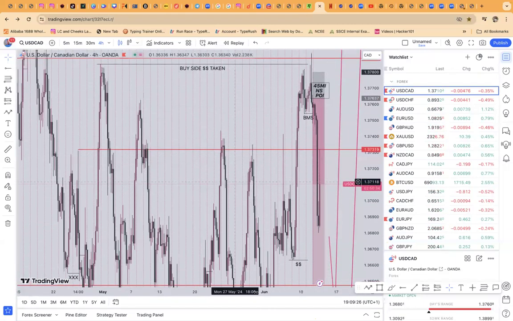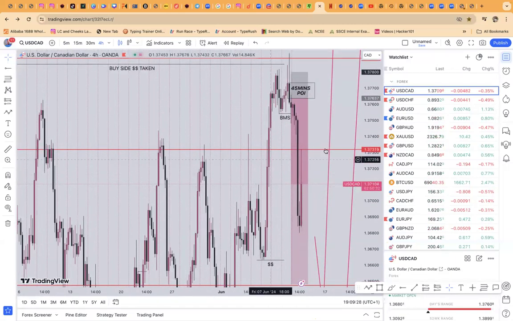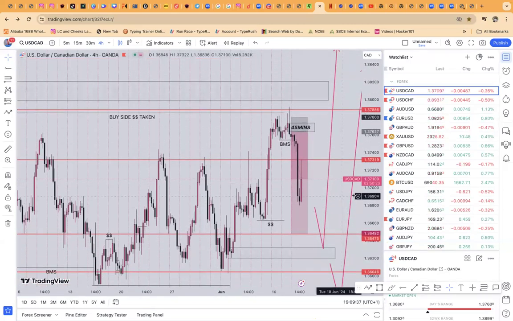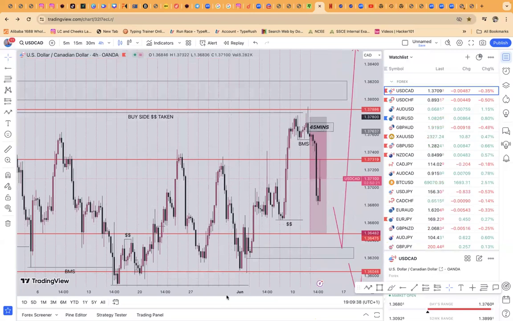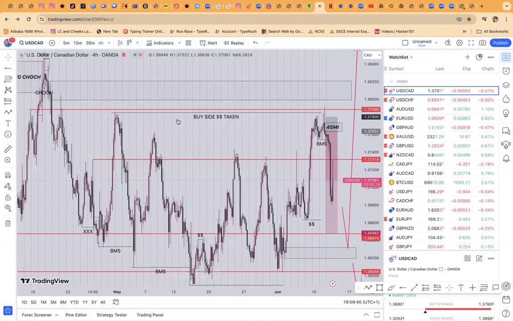The boy is actually good. The boy knows what he's doing. You can see how price tapped into this, my psychology level, and then started dropping after price filled this. So yeah, it's making sense. Now, this is a buy side liquidity. This is what we call buy side liquidity. Price needs to take out this liquidity before it can rest. Price needs to take out this liquidity. This is the buy side liquidity right here.